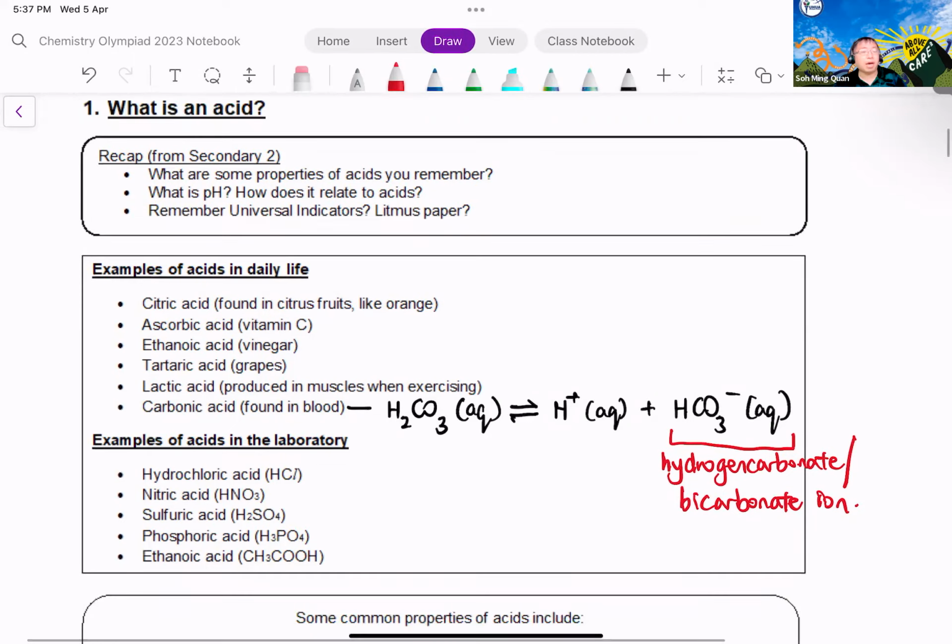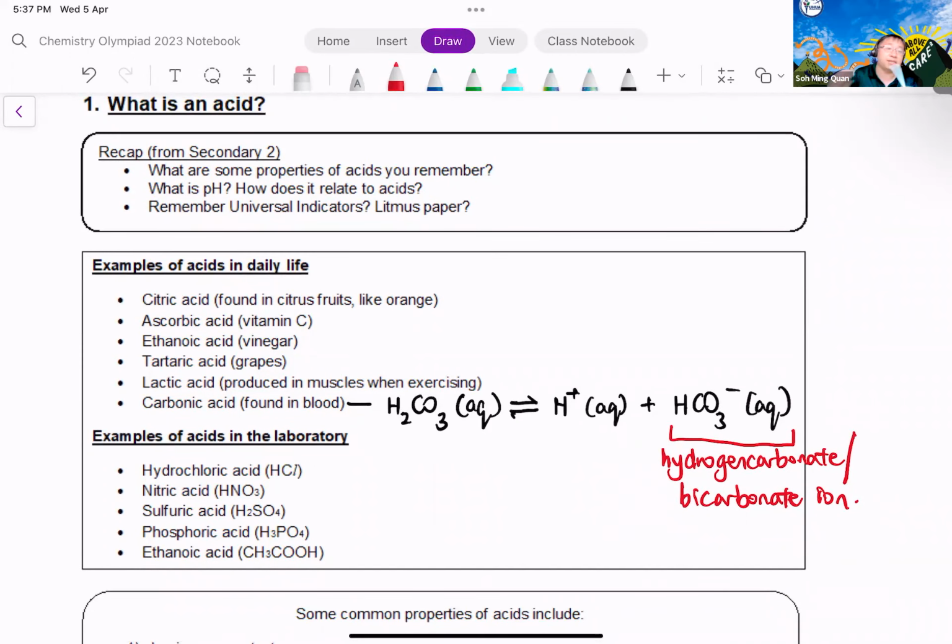Now, how about in the lab? We also have a lot of acids in the lab. You are familiar with this because in lower sec, you went to the lab to do a few simple experiments with acids. The most common acids in the lab are the first three: HCl, HNO3, H2SO4.